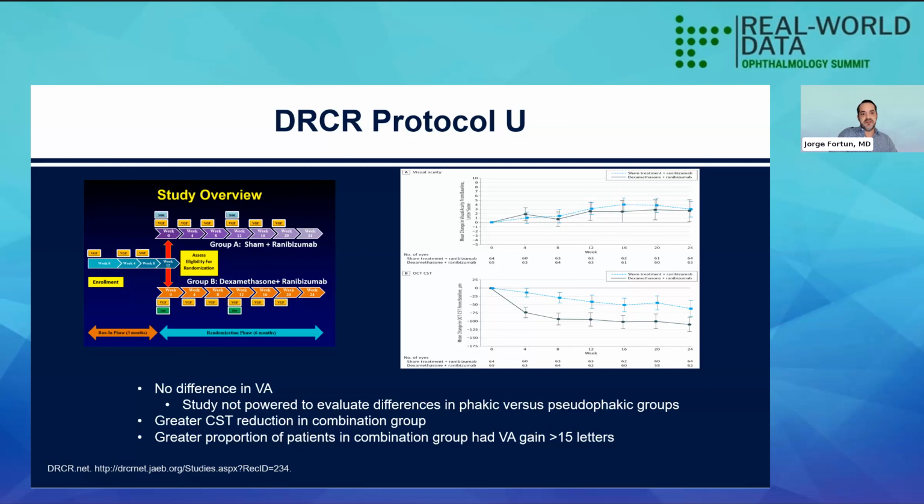What about combination therapy? Several small trials post-approval have looked at this, but the largest trial to date has been the Protocol U trial, and it found no difference in visual acuity. However, it is important to note that this trial was not powered to evaluate differences between phakic and pseudophakic patients. It did show perhaps an anatomic improvement in combination therapy, with a greater reduction in the combination group receiving both dexamethasone and ranibizumab, as well as a greater proportion of patients in the combination group being 3-line gainers.